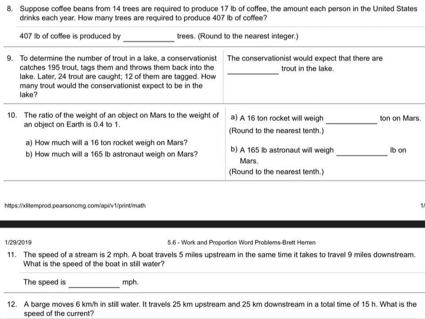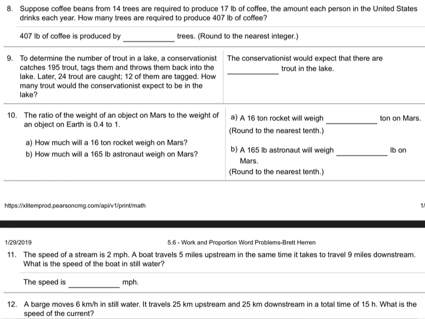Number 8. Suppose coffee beans from 14 trees are required to produce 17 pounds of coffee, the amount each person in the United States drinks each year. You get that? And then I said suppose. I wonder if that's not true then. I don't know. You're talking to Google. Google knows. So the average coffee drinker in the United States drinks 14 trees of coffee every year. That's wild, isn't it? Anyway, how many trees are required to produce 407 pounds of coffee?